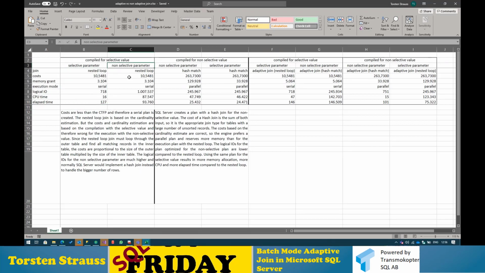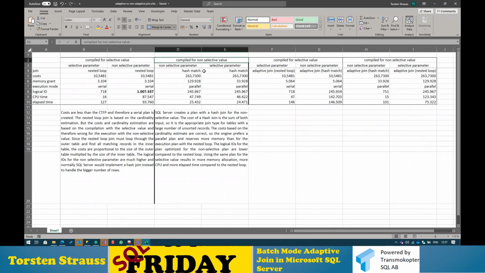When we now execute the same stored procedure without recompiling, this plan, which was very beneficial and optimized for the selective parameter, is reused for a non-selective parameter. And now you can see what happens. The logical IOs are up to over 1 million because of the nested loop, which scans the inner table over and over again. That is why the nested loop is not scaling. It is not suitable for a high number of records. CPU time and elapsed time are also much higher.